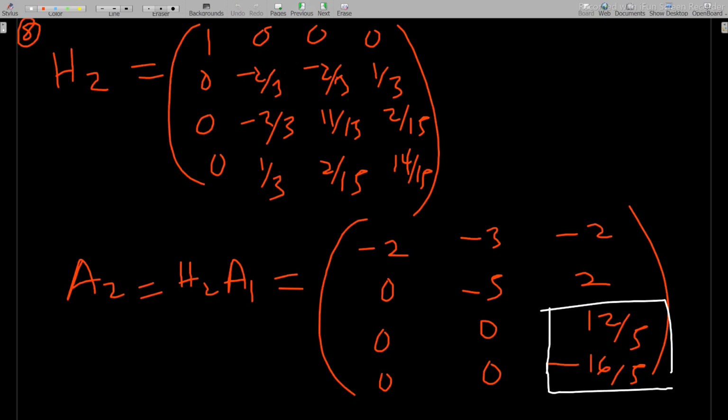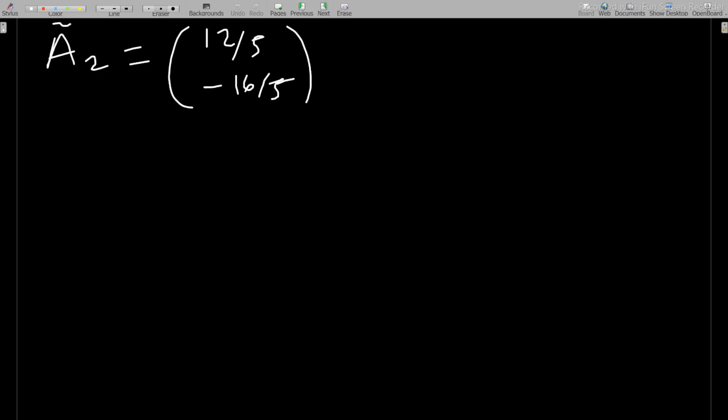Is it 16 over 5? All right, okay, that is it. Now with this, you have to find the first column of this. That will be our x3 tilde. We want to find h3, so we need x3 tilde, and this is equal to the first column of this, and that is the same as the 12 over 5, because it has only one column. It's a column vector. 12 over 5, then -16 over 5.